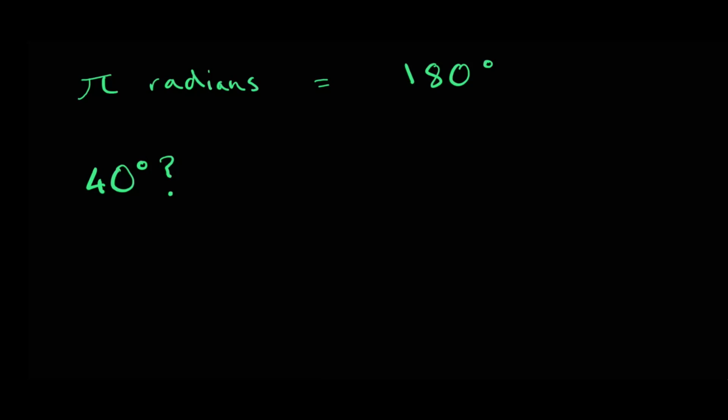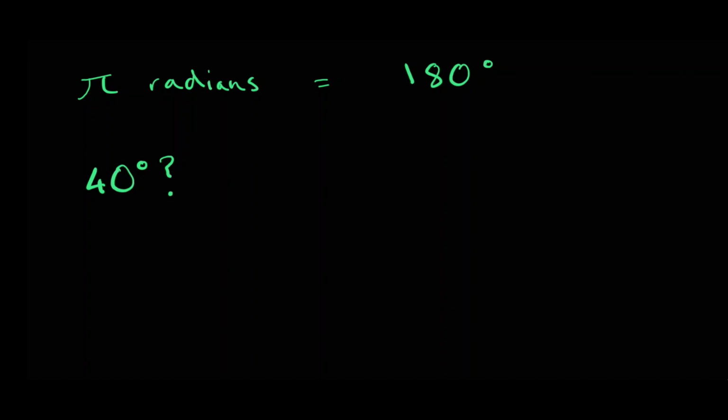Today I'll be showing you how to convert between radians and degrees, and to do this you need to remember one thing. Pi radians equals 180 degrees. So first let's have a look at converting degrees to radians. What would 40 degrees be in radians?